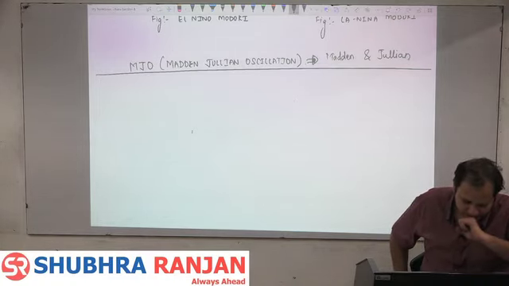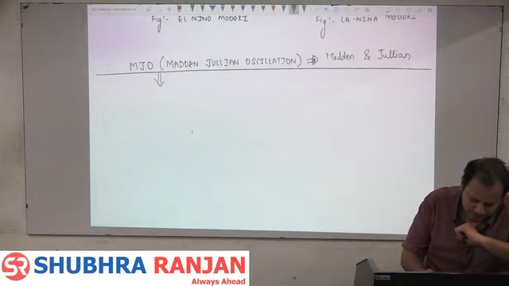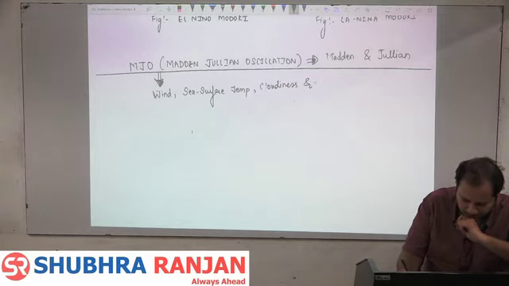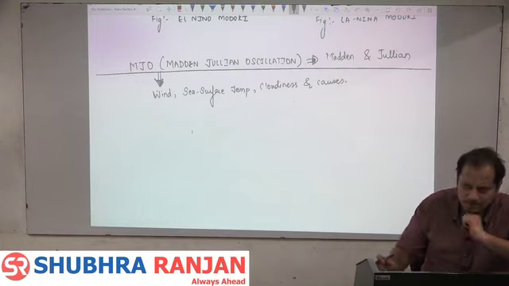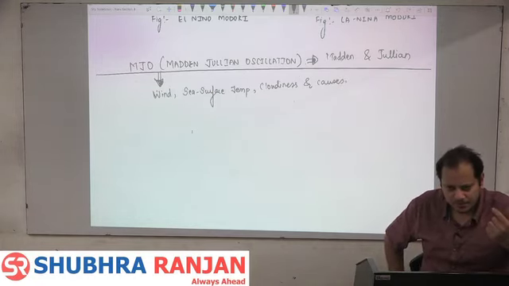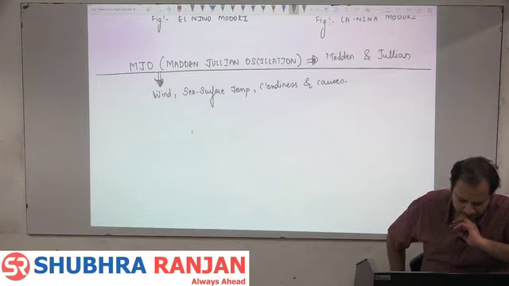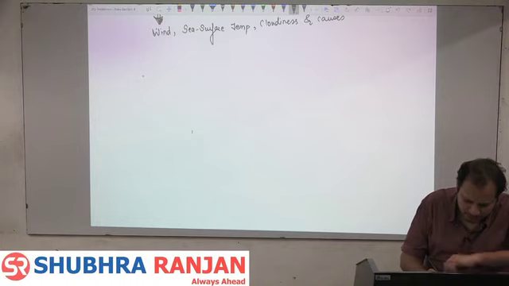Next point. It is caused due to variations. Look, this is due to local variation, therefore it is short-lived. It is caused due to variations in wind, sea surface temperature, and cloudiness, and causes variations in the rainfall. If the cloud cover is more, insolation is less, therefore there will be less convection, and it causes changes in the rainfall. Next point, it has two phases.